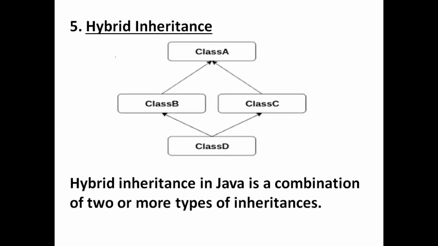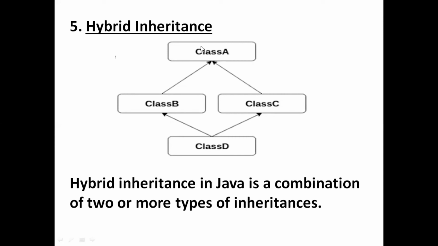Next, the fifth type of inheritance is hybrid inheritance. Hybrid means a mixture of two or more things. So in case of hybrid inheritance also, it is a combination of two or more types of inheritance.